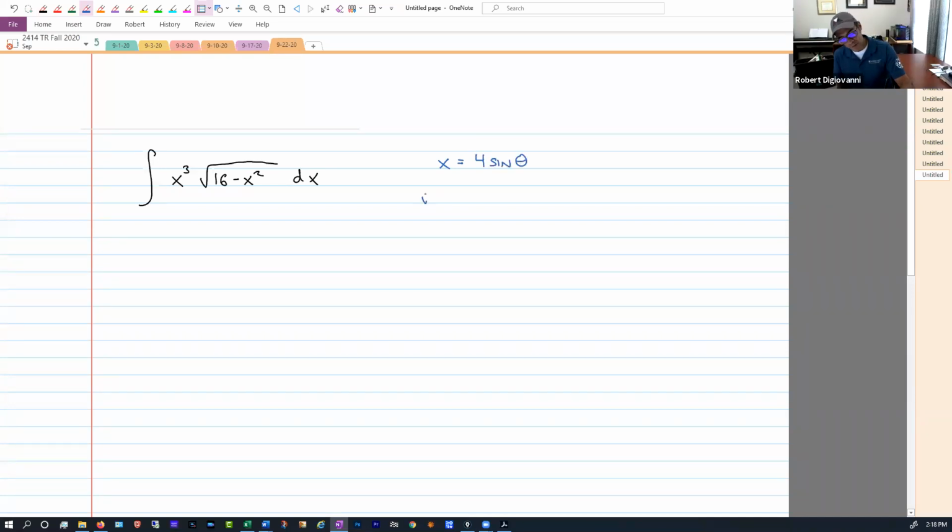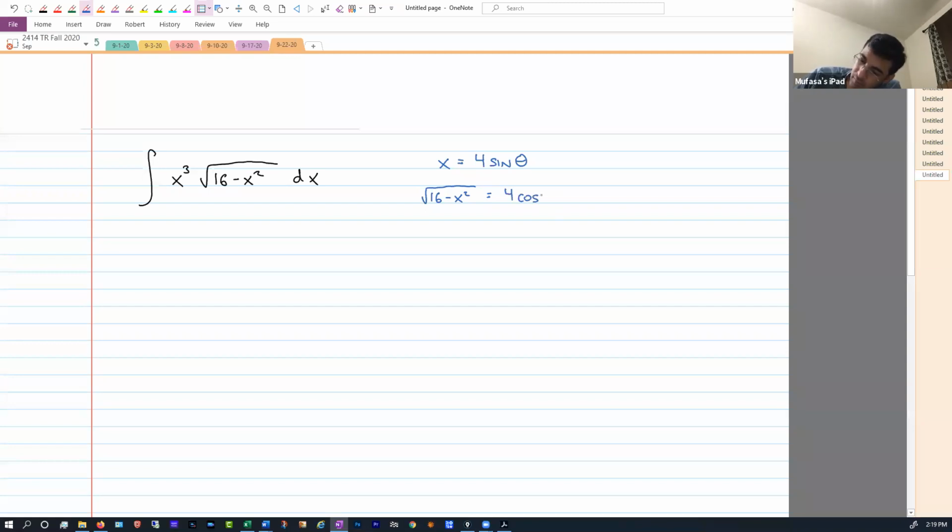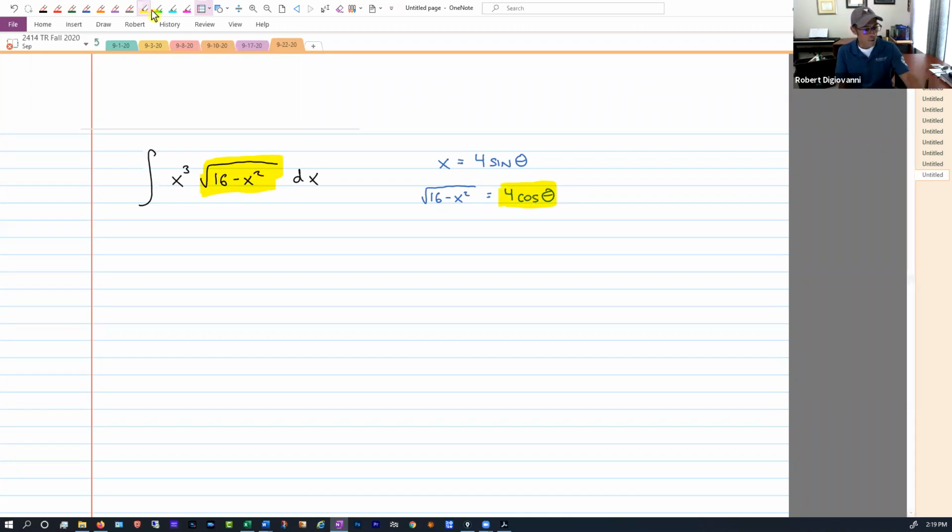Now, what do we know about the square root of 16 minus x squared? All of that is just going to turn into what? 16 minus 16 sine squared theta. I'm not going to do that, I'm just going to jump right to what it turns into: 4 cosine theta. Right? So I'm going to be able to replace everything in yellow right now with 4 cosine theta. I'm also going to be able to replace that x, which still needs to be raised to the third power, with 4 sine theta.